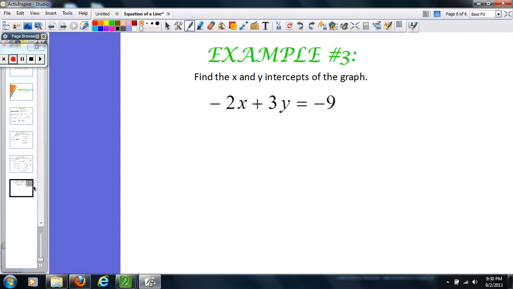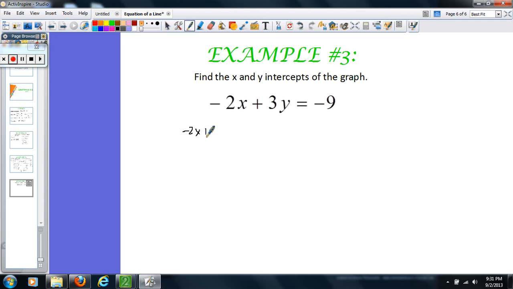And then for example number 3, this isn't going to be finding an equation of a line, but for example number 3, I want you to find the x and the y intercepts. So I'd like you to also find the definitions of those, the x-intercept and the y-intercept. But very simply, when you're looking for the x-intercept, your y will always be 0. So I'm just going to plug that in for the y.